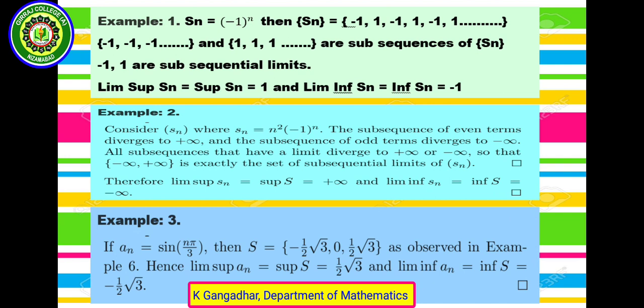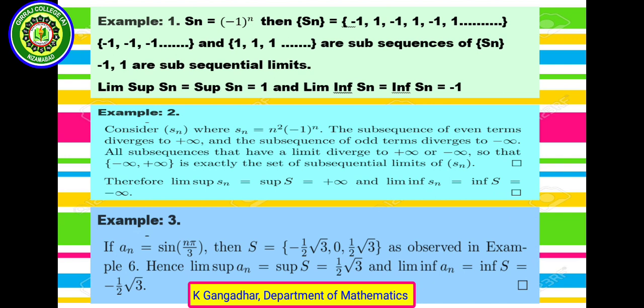Here -1 and 1 are in the sequence, and infinitely many terms are repeated. So we say that these two are limiting points of the sequence. The sequence has two limiting points, -1 and 1. So we say that it is not a convergent sequence, but here we want subsequential limits.